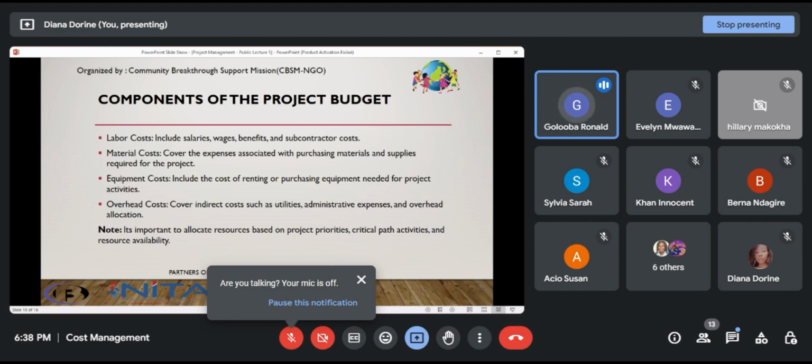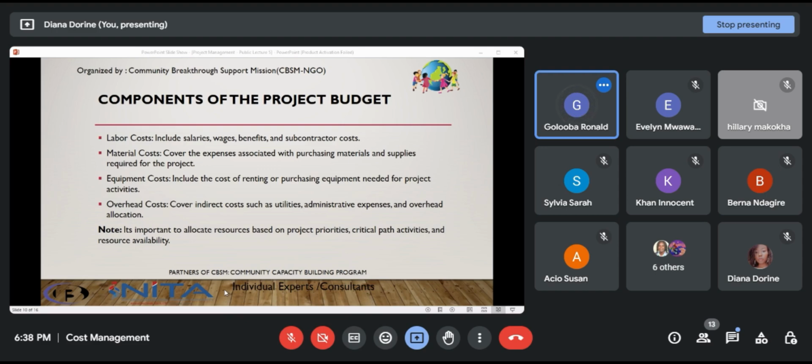So, what is in a budget? Budgets usually have these items like labor costs, and we said that these are things to do with salaries, wages, benefits, subcontractor costs, and the like. We are looking at equipment costs, and these are costs of renting or purchasing equipment needed for project activities. Then you're looking at overhead costs, and these are costs to do with utilities such as electricity, internet that you're using at the institution. You're looking at water bills and the like. You're looking at administrative costs, things to do with stationery, printing, and the like.